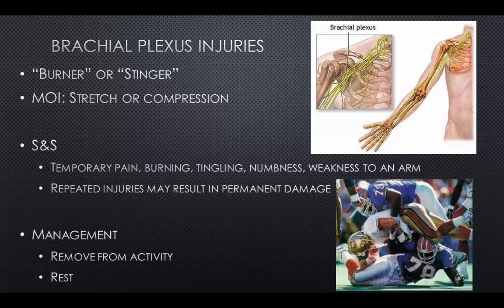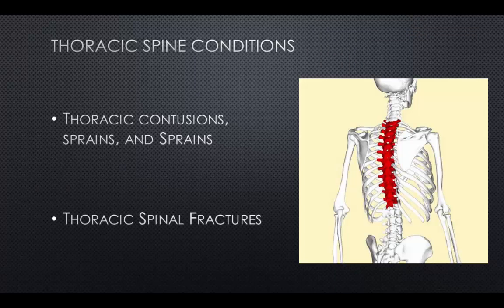Brachial plexus injuries are often also called burners or stingers. The mechanism of injury is either a stretch or a compression of the nerve bundle. Signs and symptoms include burning, tingling, temporary pain, numbness, and sometimes weakness to the arm. They may describe that they have a "dead arm." Repeated injuries can result in permanent neurological damage to the upper extremity. Management is removing the athlete from activity and rest.